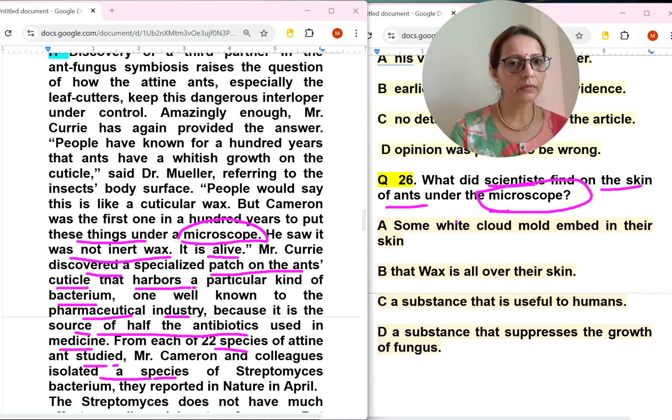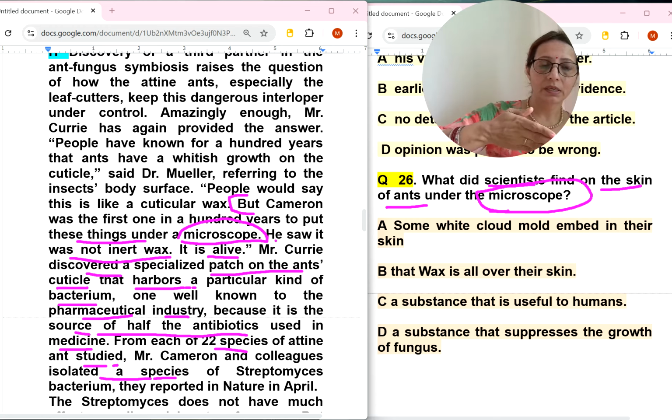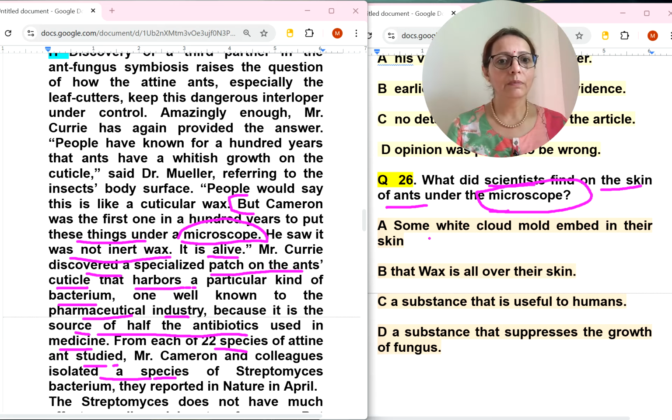Okay, let's read it. Because where we have got the location of the question statement in the same sentence structure, you will get the answer. So we have got microscope. So here, you can read it from here. But Cameroon was the first in 100 years to put these things under a microscope. So what was his result? Some white cloud mold embedded in their skin. White cloud word is not there.